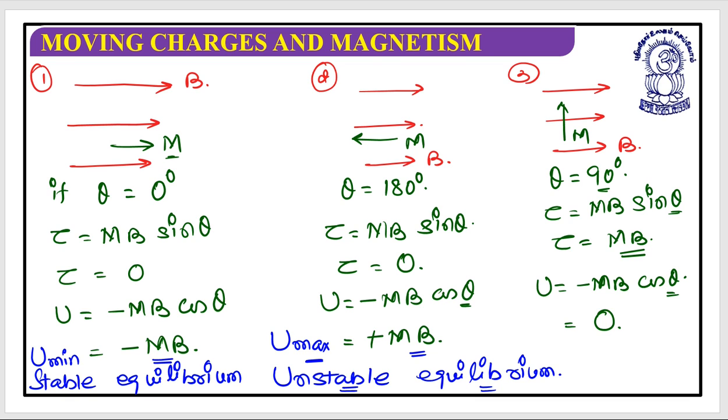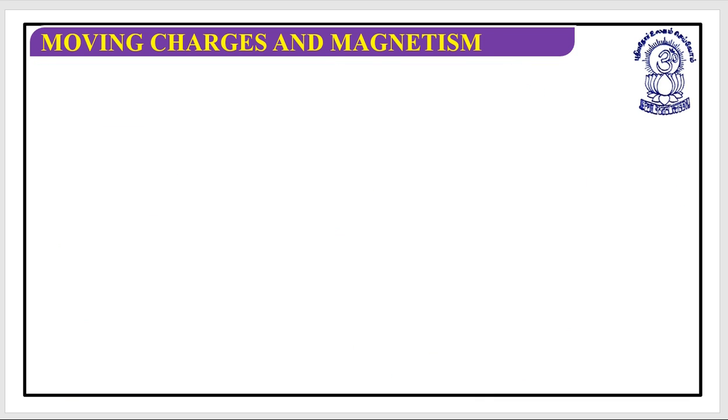So when m and B have an angle theta equal to 0 degrees, it represents the state of stable equilibrium. When the angle between m and B is 180 degrees, it represents the state of unstable equilibrium. Great. So please do remember this and have a question based on this.